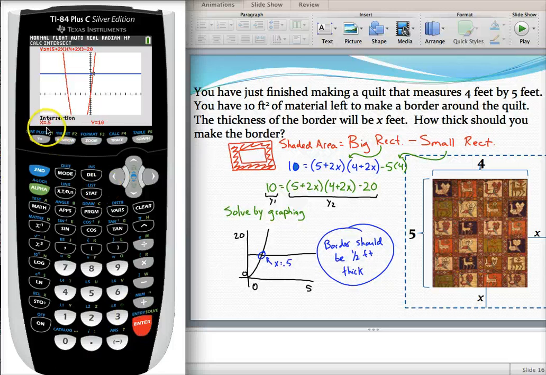That's 0.5, not 5. So I'm adding a 0.5, a half-foot border to my quilt to get this to work out. I could also, I guess, say 6 inches, but a half-foot border is going to be the width of the border that I want to add to this quilt.